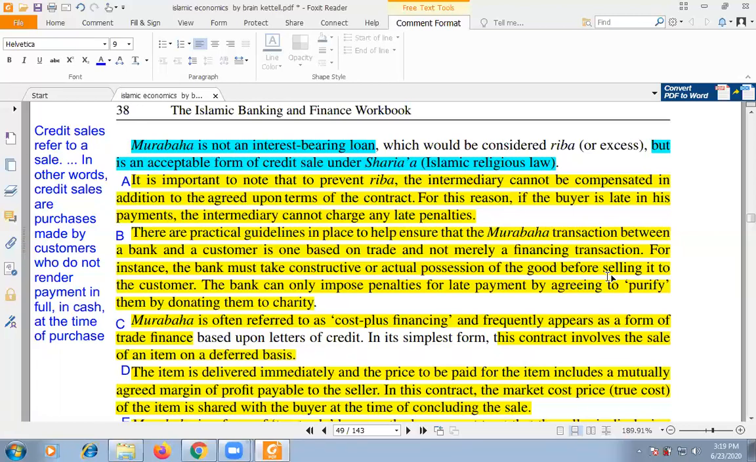Okay, the third feature of Murabaha: an interest-free trade-based mode of financing. This one is a cost plus financing, that is a form of trade finance. This one we have already discussed. This contract involves the sale of an item on a deferred basis, which means payments can be deferred, there is no issue in this. That is allowed in Sharia in installments. There is no problem.